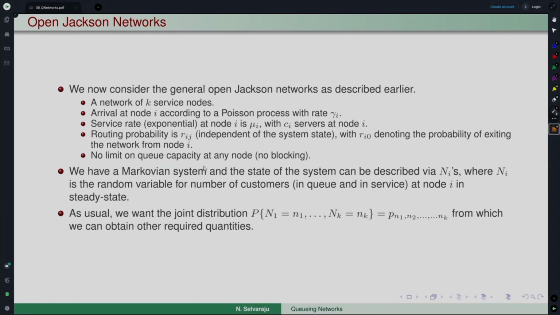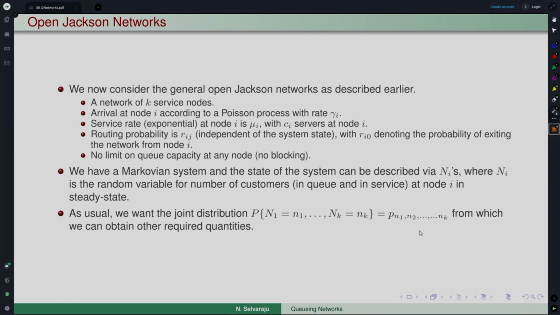So, we have a Markovian system here, and the state of the system can be described via the number in the system in equilibrium, because you are looking at equilibrium. The number in each of these nodes, which we call Ni, is basically the number in the node, meaning in queue and in service at node i in steady state. As usual, like in a series case, what we want is the joint distribution of this, which is given by the probability of N1 equal to n1, N2 equal to n2, and so on, Nk equal to nk, which we denote by P with subscript n1, n2, and so on, nk.